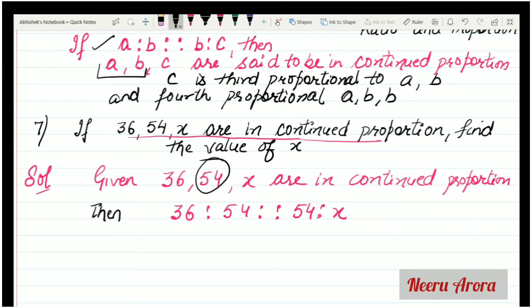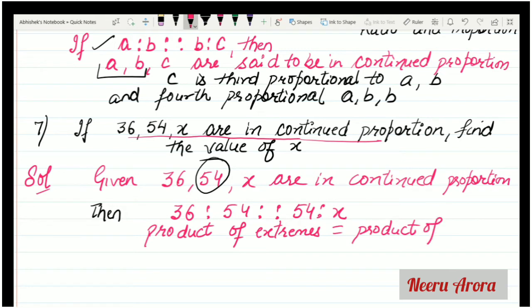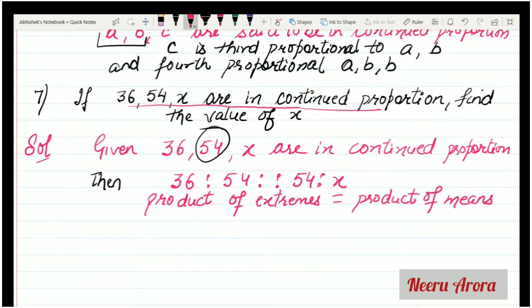So the rest of the sum is the same. Product of extremes is equal to product of means. So let's do the calculation. 36 into x, 54 into 54. So x is equal to 54 into 54 by 36.